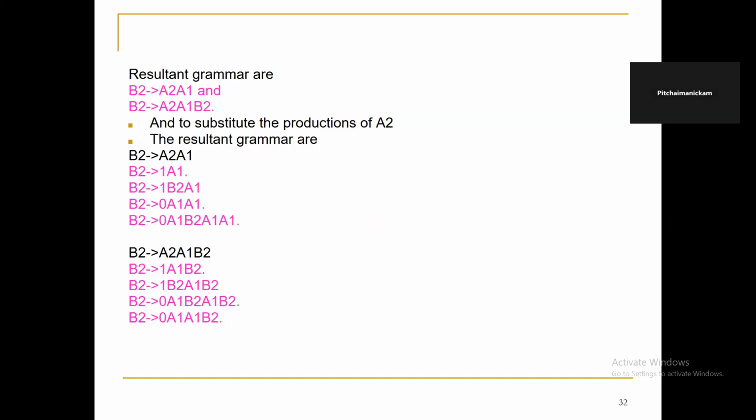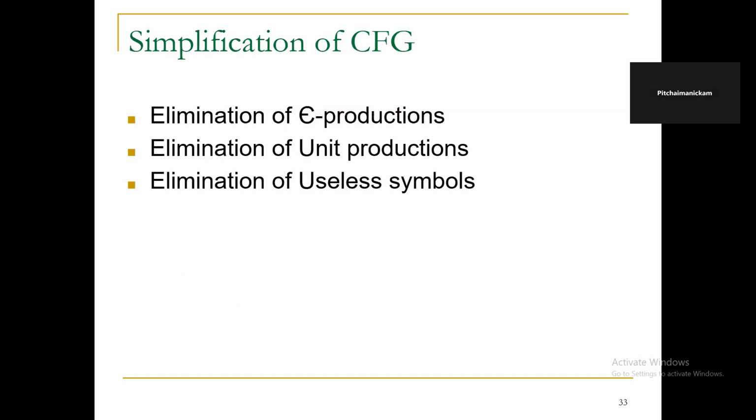The resultant grammar is B2 derives A2 A1 and B2 derives A2 A1 B2. Also substitute all the productions of A2. So for B2 derives A2 A1, B2 derives 1 A1, 1 B2 A1, 0 A1 A1, 0 A1 B2 A1, and so on. You just substitute in this. Another thing is Bk derives alpha and Bk derives alpha Bk, where k is equal to 2. So for B2, the terminal variable has to be included at the end. We can note down this aspect.